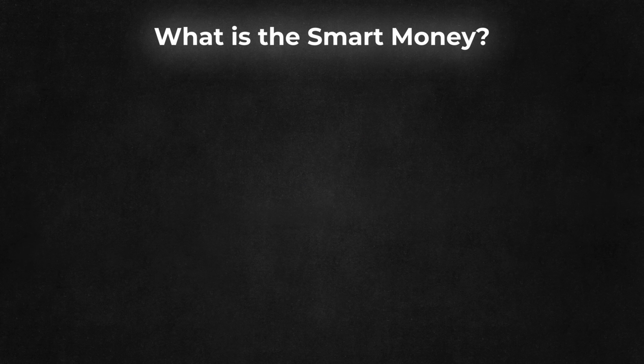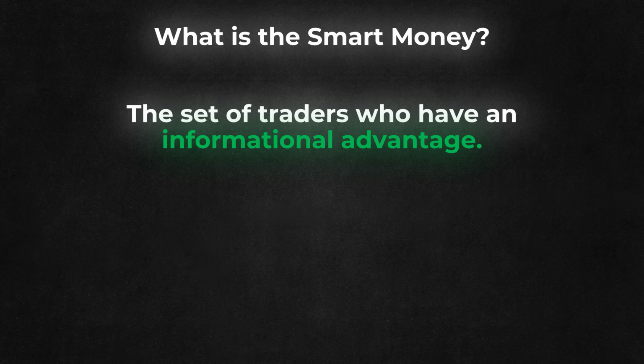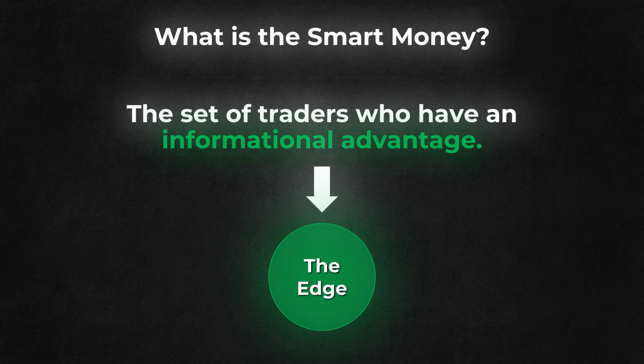So what is the smart money after all? We can define the smart money as the set of traders who have an informational advantage, as this is what ultimately leads to an edge in the financial markets. However, informational advantage is a hierarchy. All of this becomes crystal clear once you understand the Commitment of Traders Report.